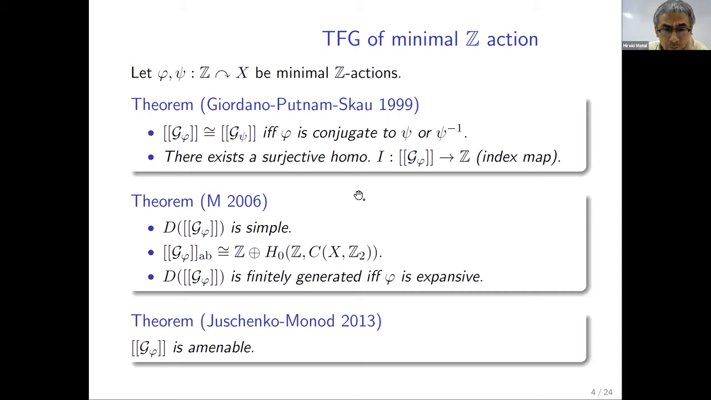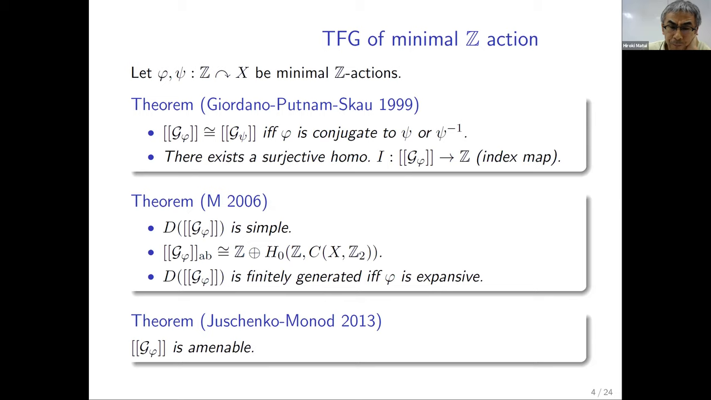And later, I proved that the commutator subgroup, this capital D, the derived subgroup, is simple. And also I determined the abelianization of the topological full group. It's given like this, the Z being the range of the index map. And also the commutator subgroup is finitely generated if and only if phi is expansive.